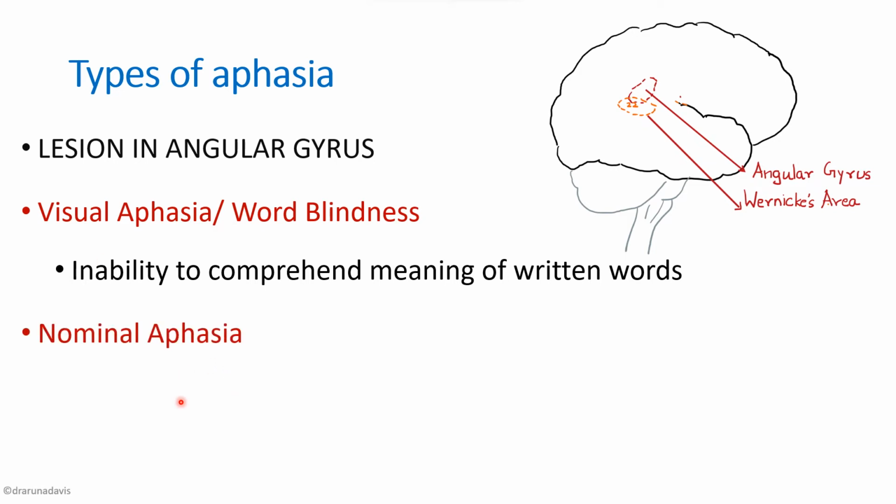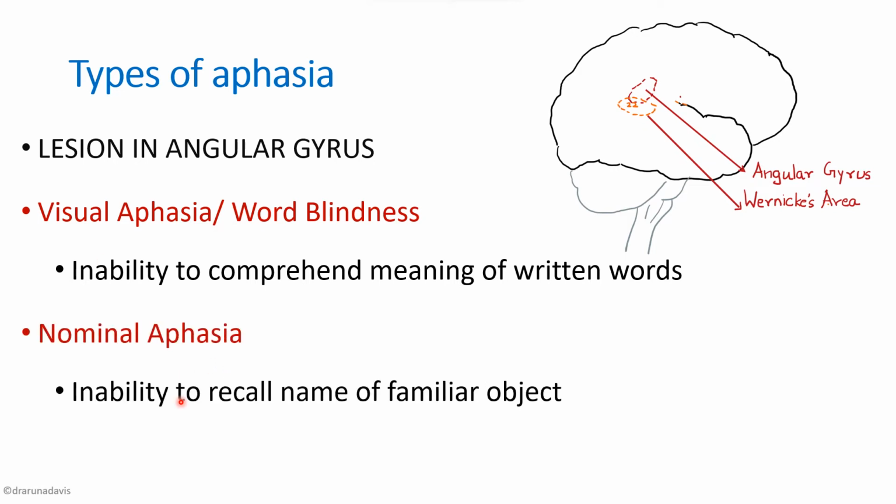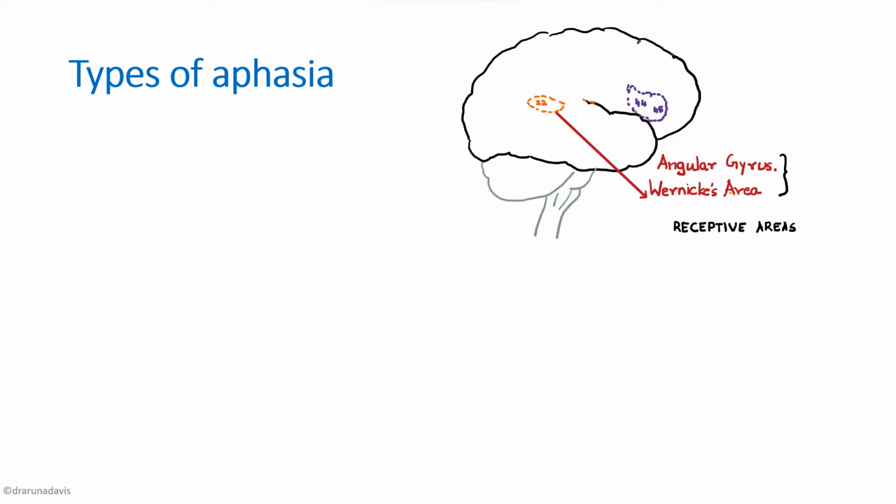Similarly, you will not be able to name anything, and that is called nominal aphasia. So the inability to recall the name of a familiar object. For such patients, if you show a cake, they'll just describe it as something sweet or something which they like, but they'll not be able to say the word cake. So that naming function will be affected if there is a lesion in the angular gyrus.